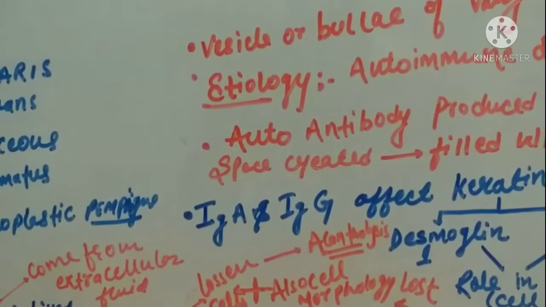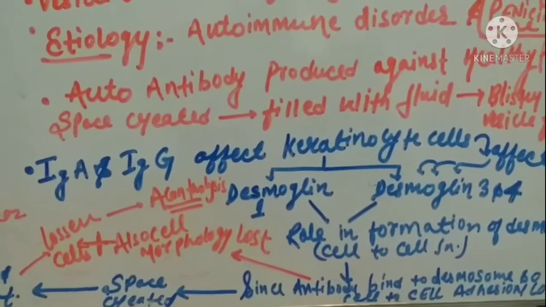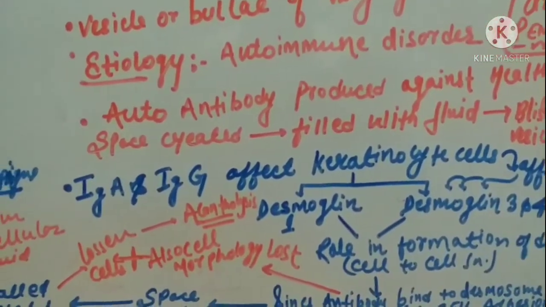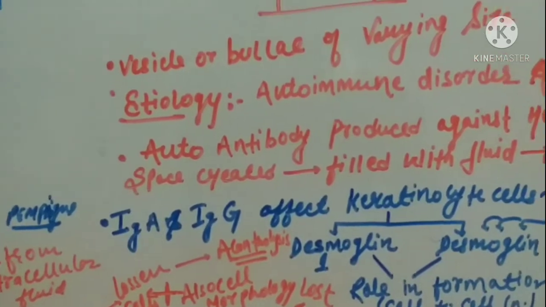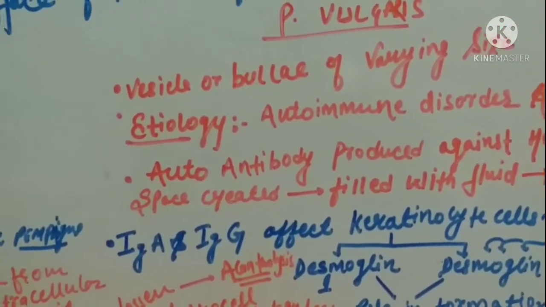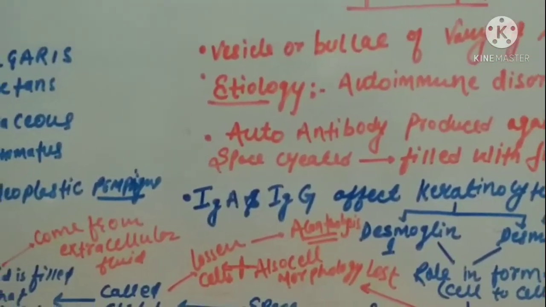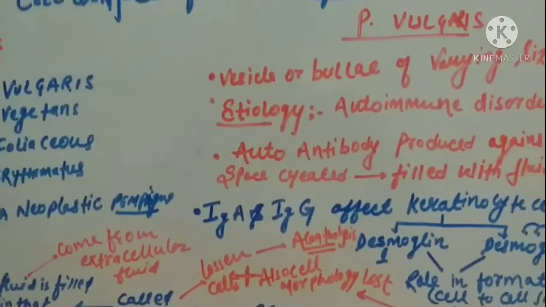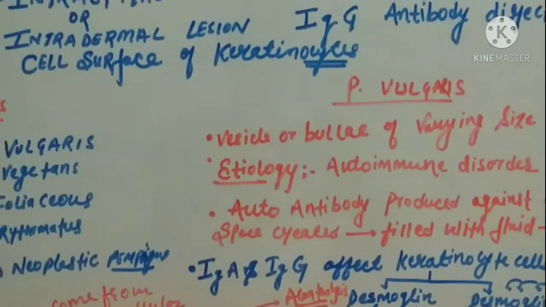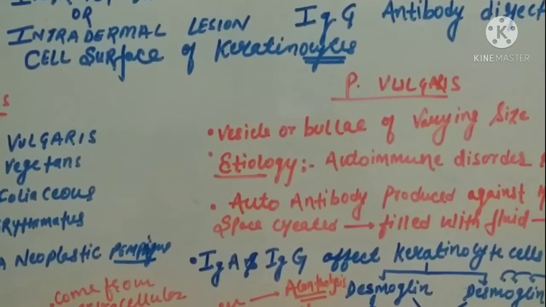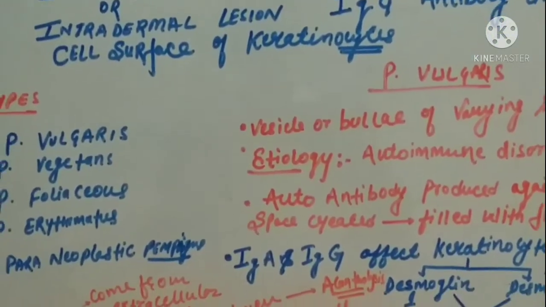One thing also: since the antibody is binding to the desmosome, the cell to cell junction is lost, but also the cell morphology is lost. Since a space is created, the cells lose their adhesion. If something is bound tightly, it will be highly tight, but once they are loosened, there will be loosened cells with loosened morphology. Loosened cells with loosened morphology is called acantholysis. So these are all the things that we have discussed.